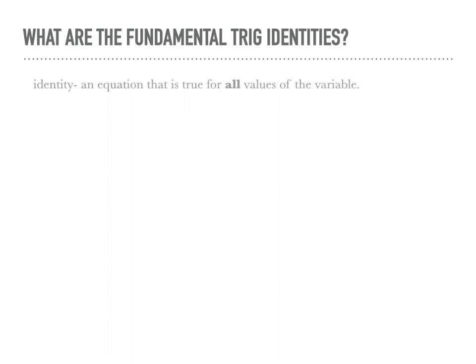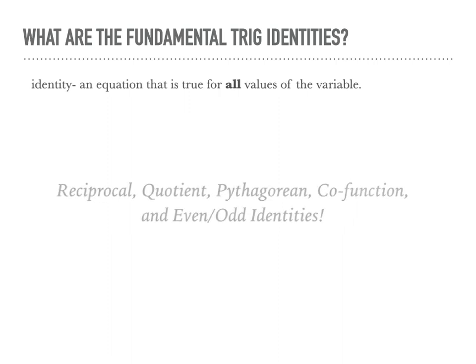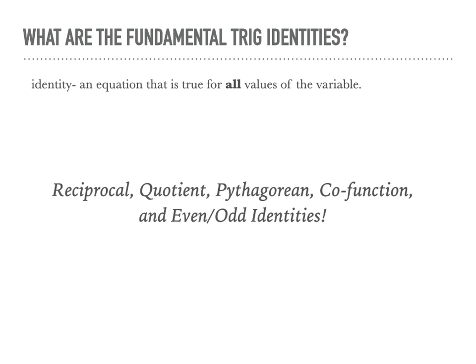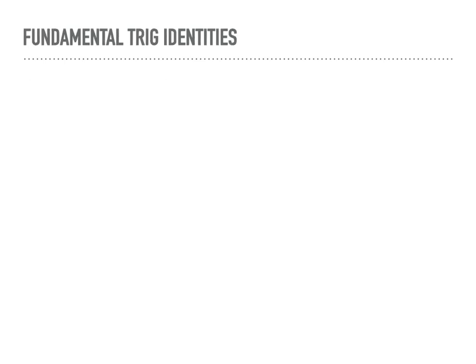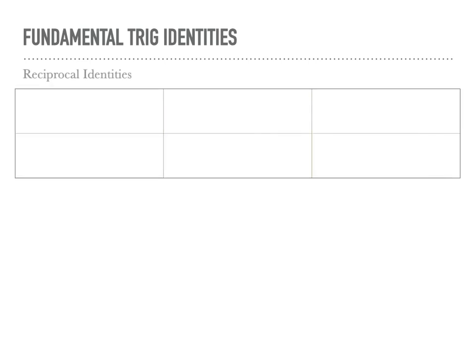Well, an identity is an equation that is true for all values of the variable. We're going to be looking at reciprocal, quotient, Pythagorean, cofunction, and even odd identities. First, let's look at the reciprocal identities.